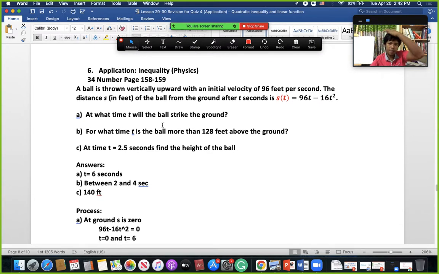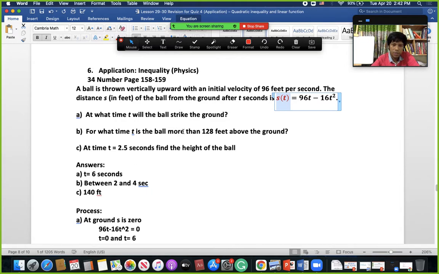So this is another application math, which is from inequality and quadratic inequality, as you can see here. At what time will the ball strike the ground? Strike the ground means s of t equals 0. Then you find t equals what. The answer will come t equals 6 seconds. So that is the answer.